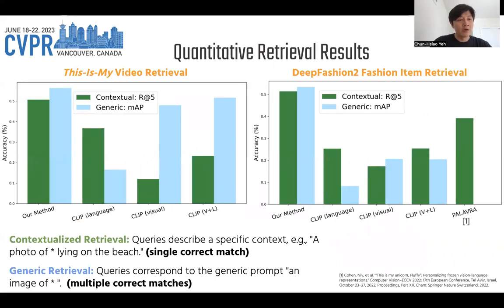Next, let's dive into our quantitative results, where we compare our method with the baselines and other works using the This-Is-My video dataset and the DeepFashion2 image dataset. We consider two settings. The first one is contextualized retrieval, where queries describe a specific context with only a single correct match. The second is generic retrieval, where queries correspond to a generic prompt with multiple correct matches. The results here show that our method outperformed the CLIP baseline by a large margin, and we also outperformed the state-of-the-art Polara on DeepFashion2.